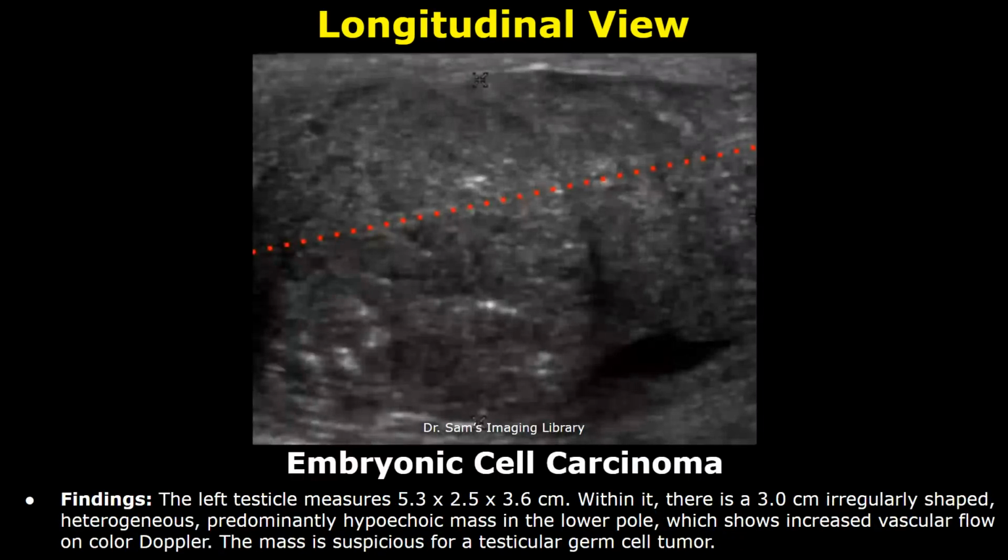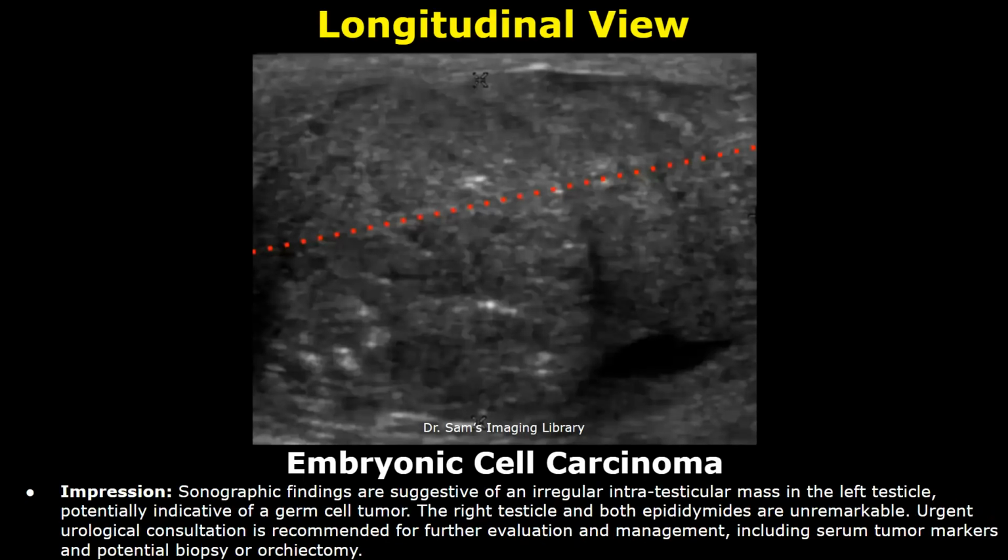Here is a report for embryonic cell carcinoma. There is an irregularly shaped, heterogeneous, predominantly hypoechoic mass in the lower pole, which shows increased vascular flow on color Doppler. The mass is suspicious for a testicular germ cell tumor.